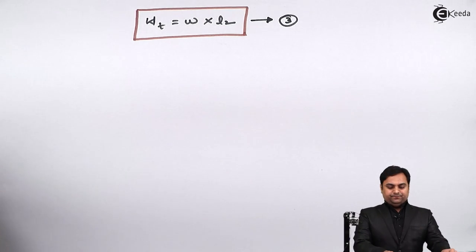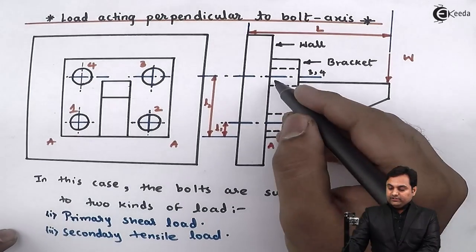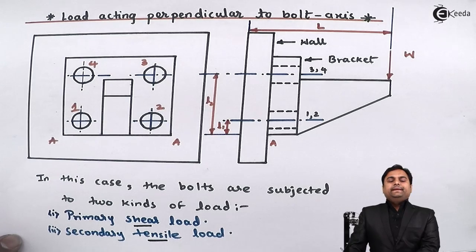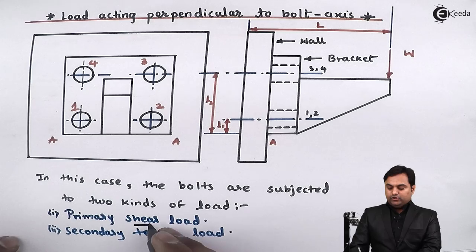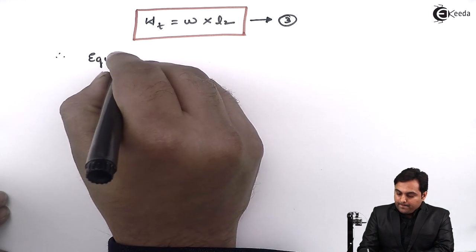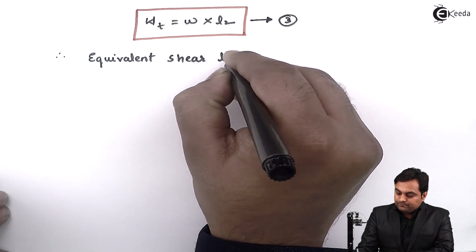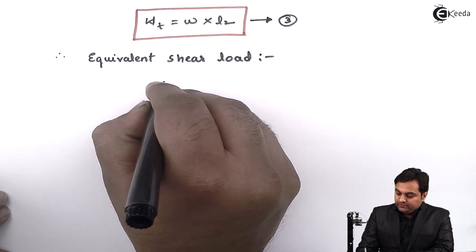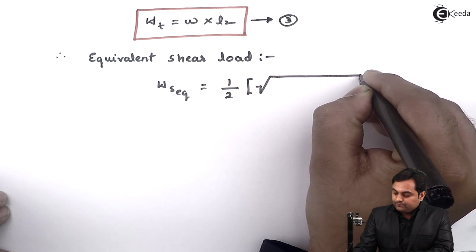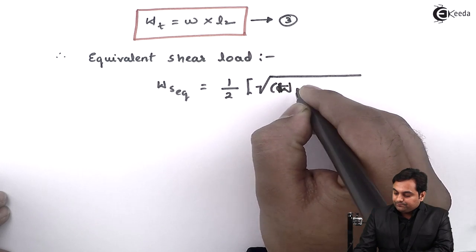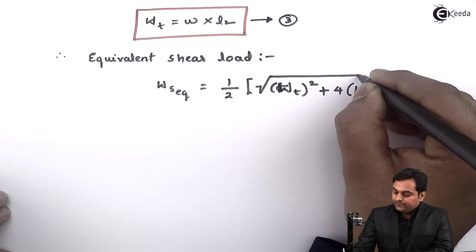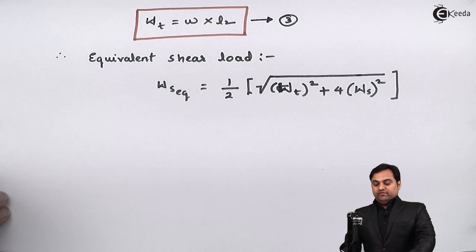So now whenever the bolts are subjected to two different kinds of load, like shear and tension, in that case we need to find the equivalent load because we cannot directly add these values. So I can say that therefore equivalent shear load, that will be WS equivalent is equal to half of under root WT square plus 4 into WS square. This is the equivalent shear load.